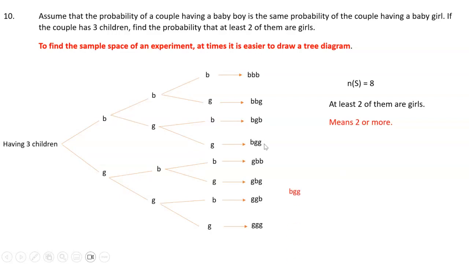So this can be one of them, the boy, girl, girl. Can it be girl, boy, boy? No, because there's only 1 girl. It can be girl, boy, girl. It can be girl, girl, boy. And it can be girl, girl, girl. So what's the answer? There's 1, 2, 3, 4. So the answer will be 4 over 8, which will be 1/2. And by drawing a tree diagram, it's easier to visualize the result and also the sample space.